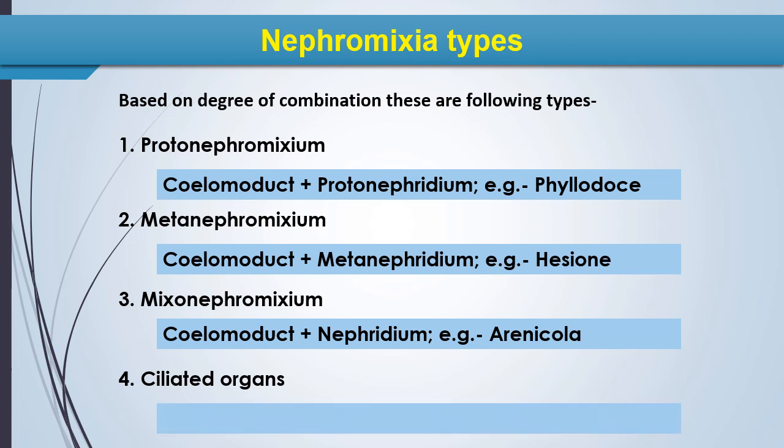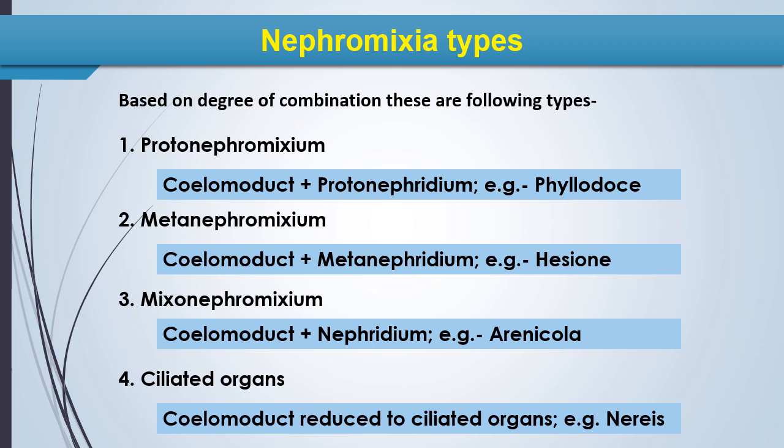The fourth type is the ciliated organs. Actually, these are devoid of nephridium, and though the nephridium part is absent, the coelomoduct is also reduced to a ciliated organ. They are attached to the dorsolateral longitudinal muscles and open externally, in the case of Nereis.